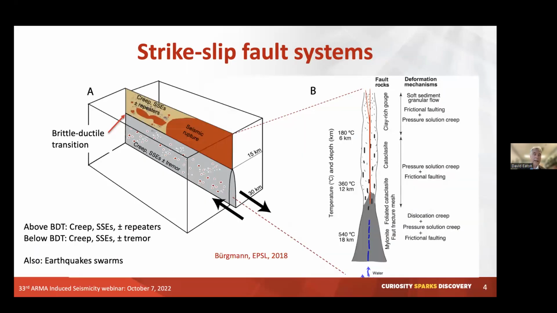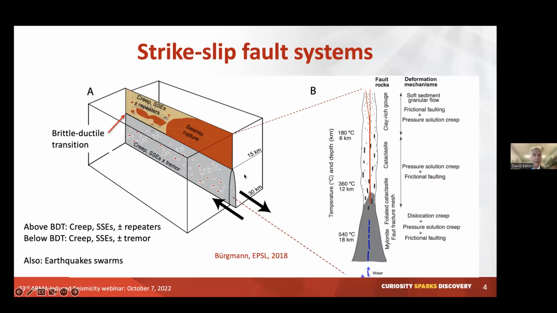So this is a diagram taken from a review paper by Bergman. It shows the structure of the San Andreas Fault at an area where there's a transition from regular seismic rupture into slow slip rupture along the fault. I'm starting with strike slip earthquakes because they're important in the induced seismicity perspective. We've known about slow slip processes for a little longer for strike slip fault systems.